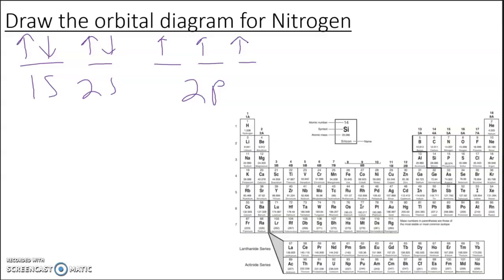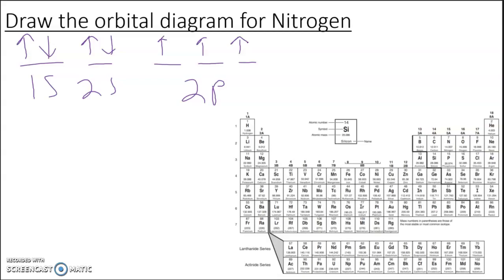And that's it for drawing orbital diagrams. There's not a ton to it. They're pretty simple. There's no shortcut for orbital diagrams. So let's say you were asked to draw the orbital diagram of mercury down here. You would just be drawing a lot of arrows. But that's okay.